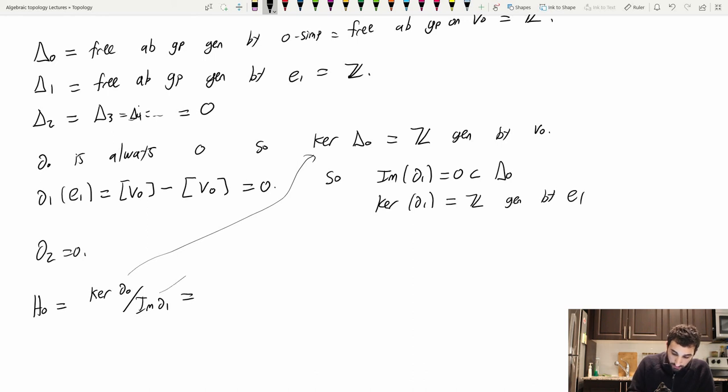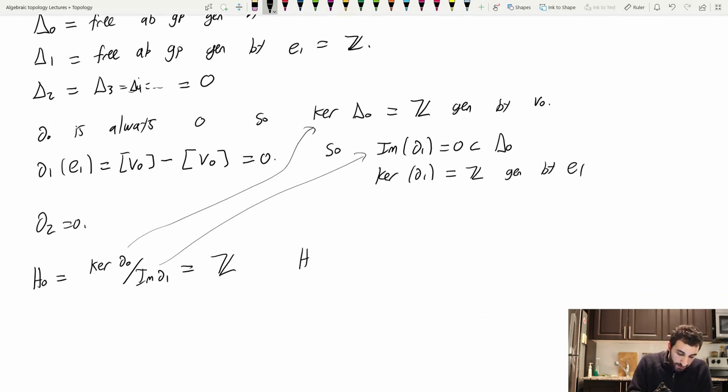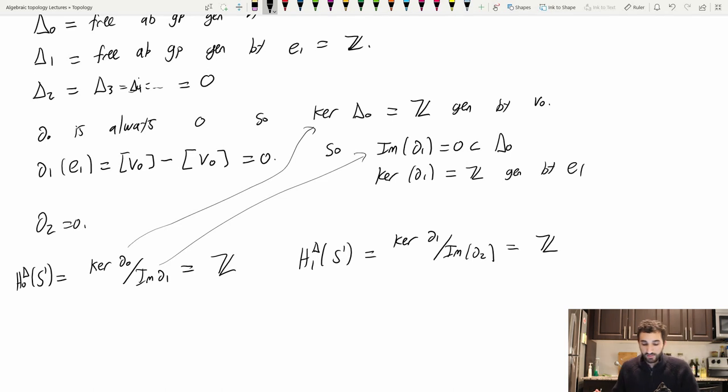And the image of boundary 1 is 0, so it's Z mod 0, and so I get Z. And H1, I'm going to write this as H1 of this delta complex of S1, which is equal to the kernel of the boundary 1 mod the image of boundary 2, which is just Z. The kernel is Z, and the image is nothing. So there you have it.